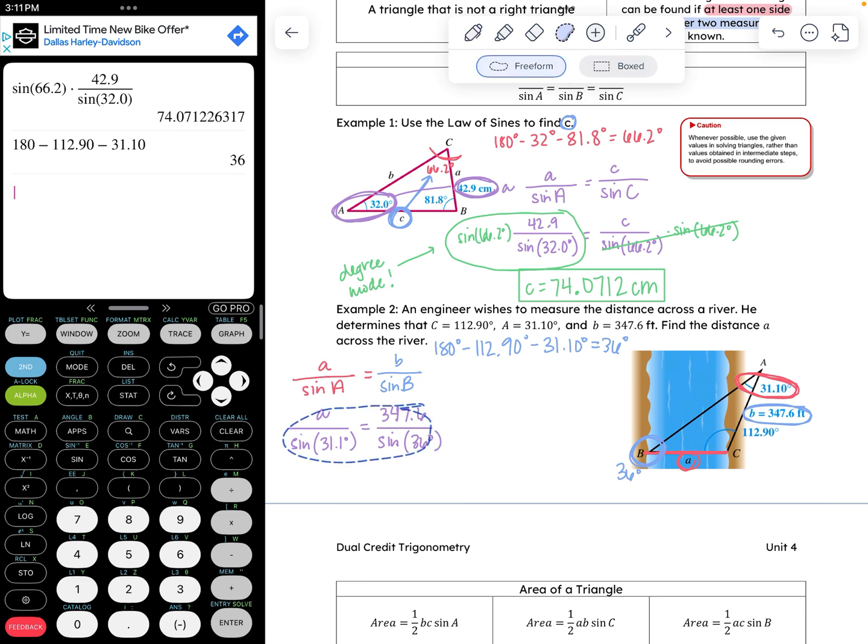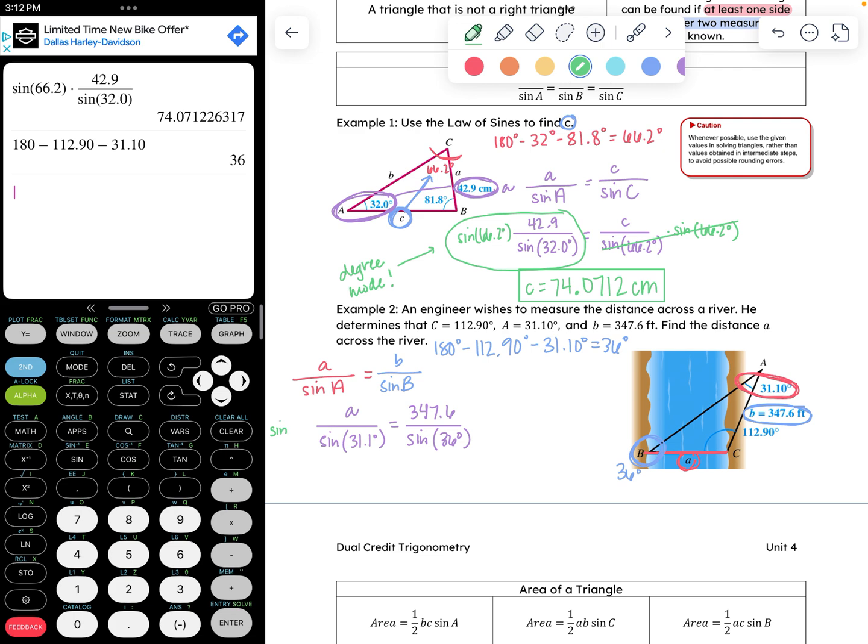Okay, I need to get A by itself, so I'm going to do what I did in the last problem and multiply that sine over to the other side. And when I do that, that gets A by itself, and then that gets me something I can plug into my calculator.